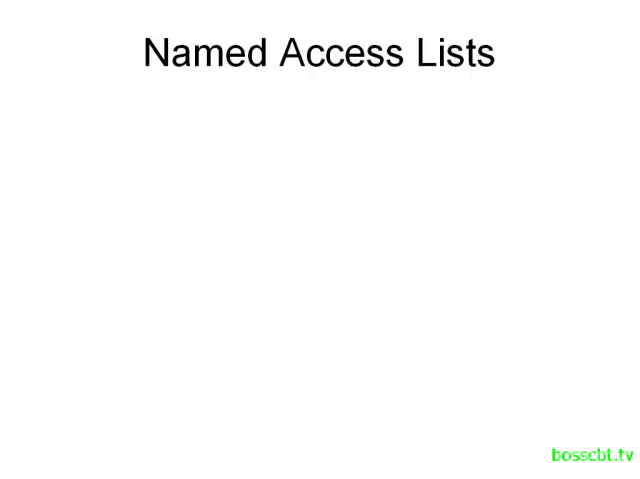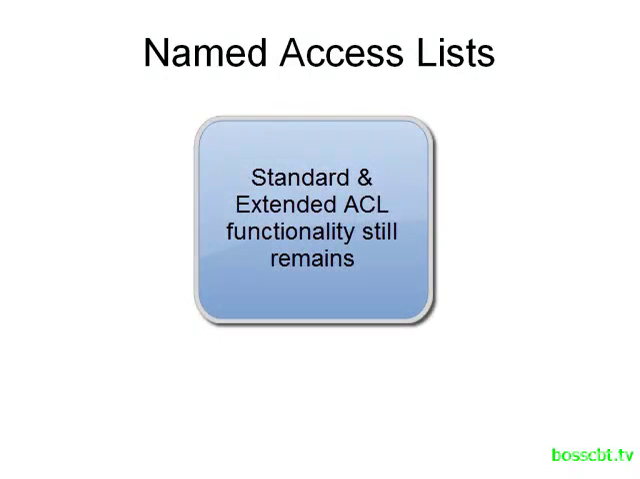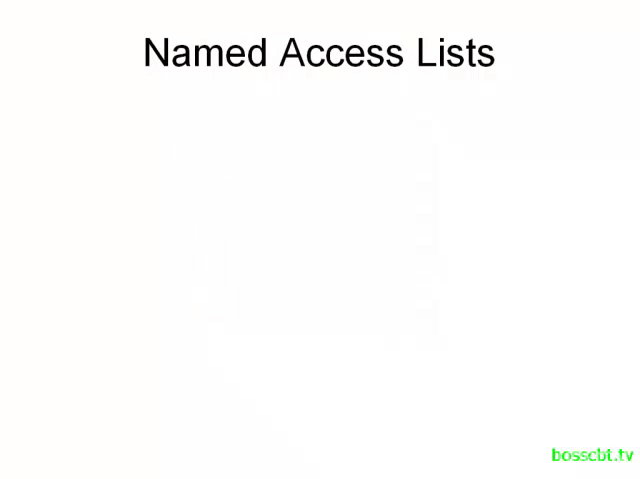So what I mean is all of the matching abilities that we've talked about so far for both of those two types of access lists, we still have those. It's just a different way to configure them. So let's look at the two enhancements. The first one's obvious. We're going to start using a name instead of a number to identify an access list. And there's a great convenience factor when you do this.